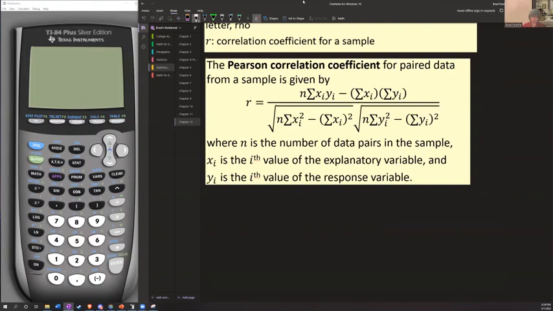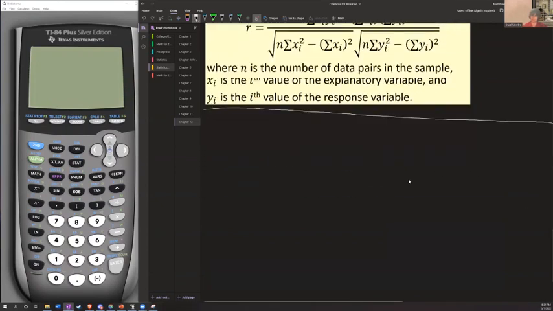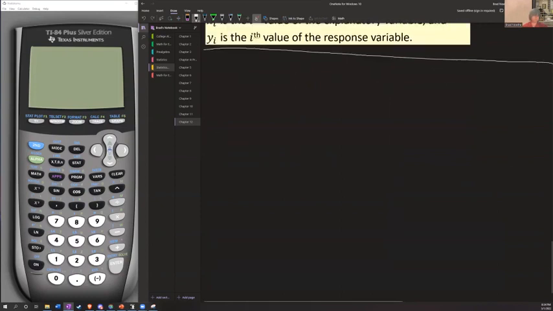Yuck. So if you were to look at this, you multiply your X and your Y for all of them, add them up, multiply by N minus, well, it's a lot. So instead of calculating this by hand, we are simply going to be making use of our calculators or Excel. Okay, so let's take a look at an example here.